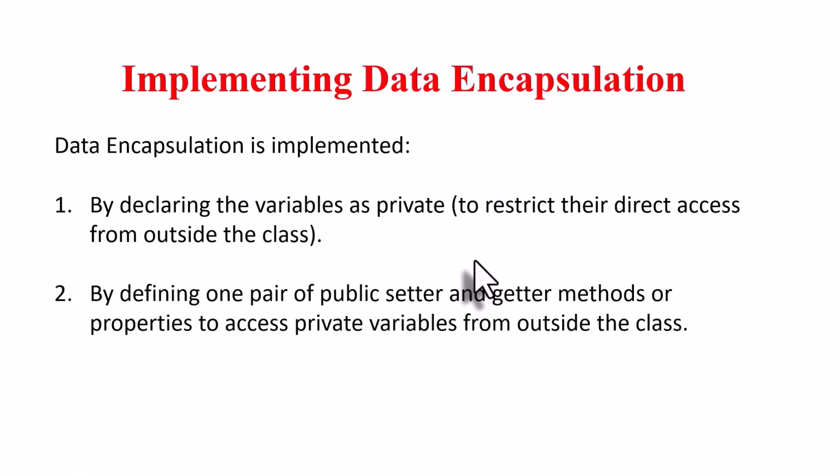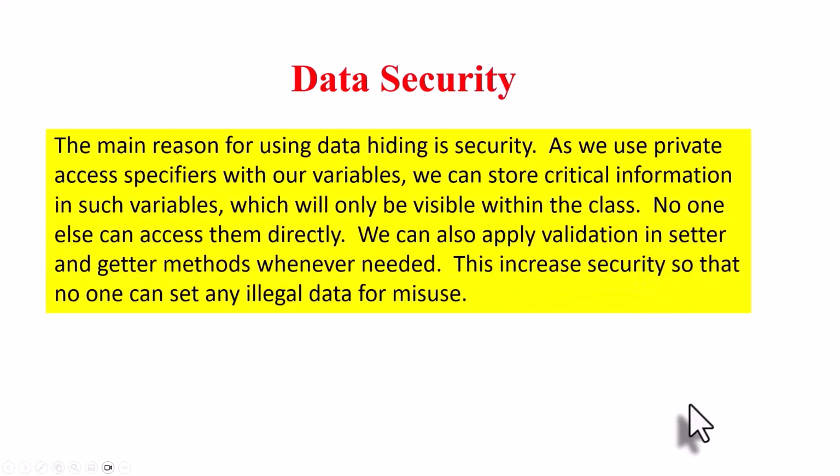How do you implement it? Data encapsulation is implemented by declaring the variables as private to restrict their direct access from an outside class, and then by defining one pair of public setters and getter methods or properties to access private variables from outside the class. The main reason for using data hiding is security.